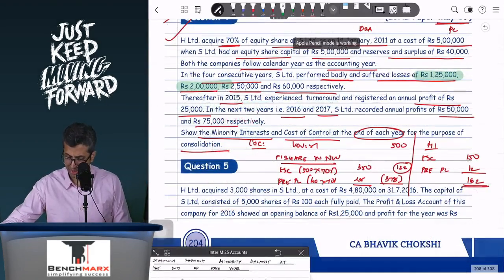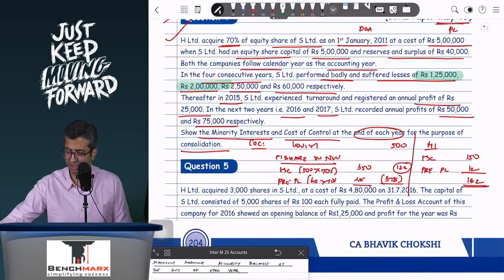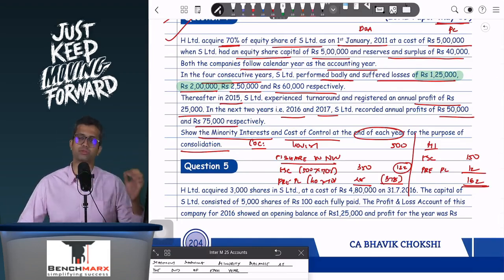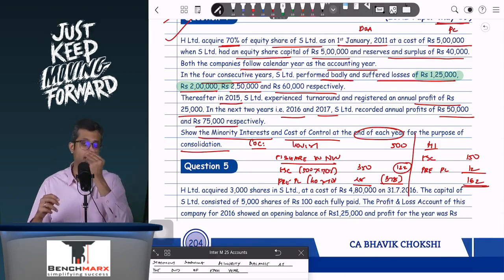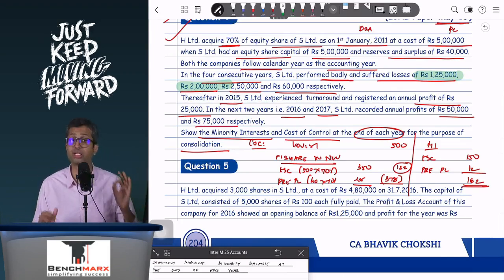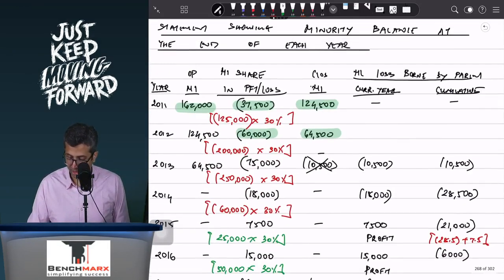Further, now if I go opening balance is 2,50,000 into 30% comes to 75,000. Now my opening balance is 64,500 minus 75,000 and hence 10,500 is a negative balance. Can my minorities be negative? No. It will be restricted to nil and hence 10,500 of these losses will be borne by the parent. So the losses of the current year that is borne by the parent is 10,500 and the cumulative losses borne till date is also 10,500.